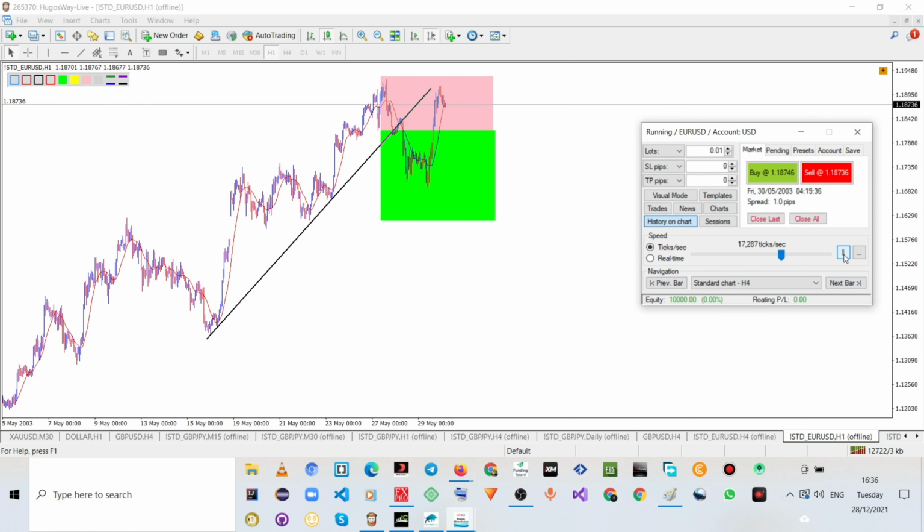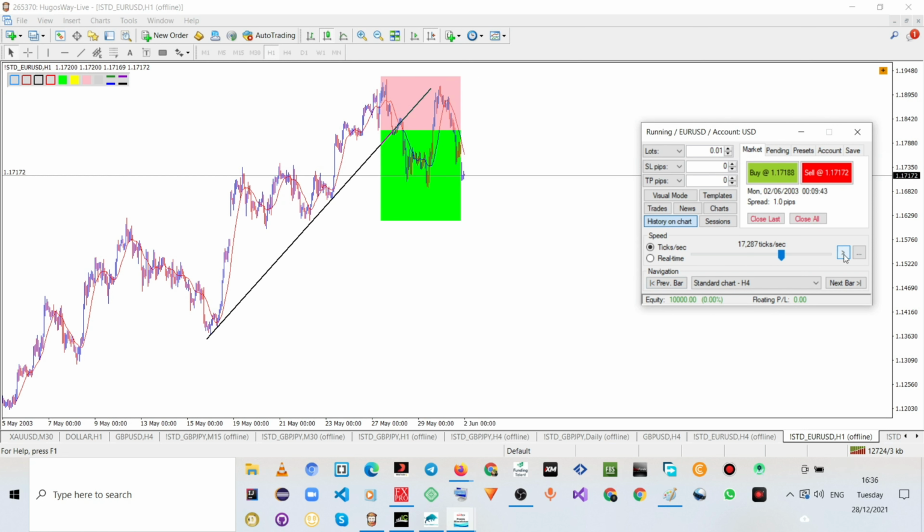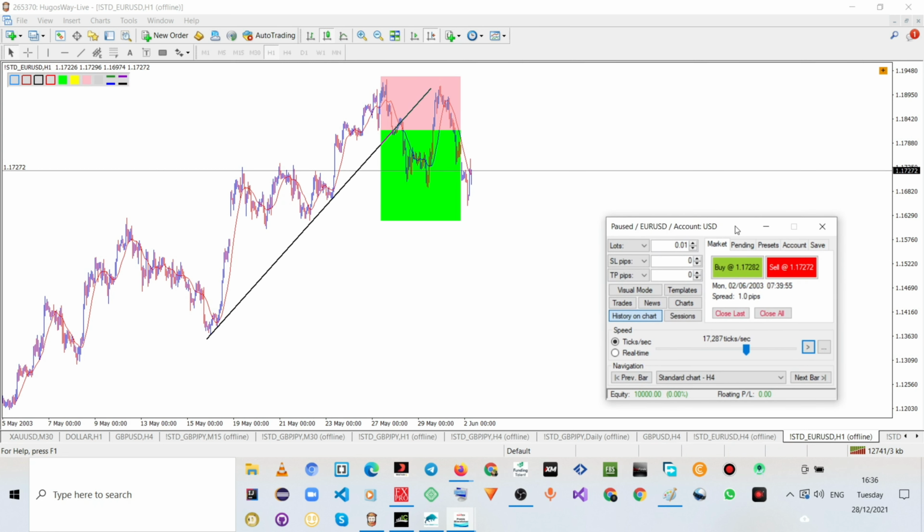So the price moved against us, but it didn't take us out because we had our stop loss in a safe place, which is right above the previous high. So we're now waiting for this take profit to be hit. So let's just play.